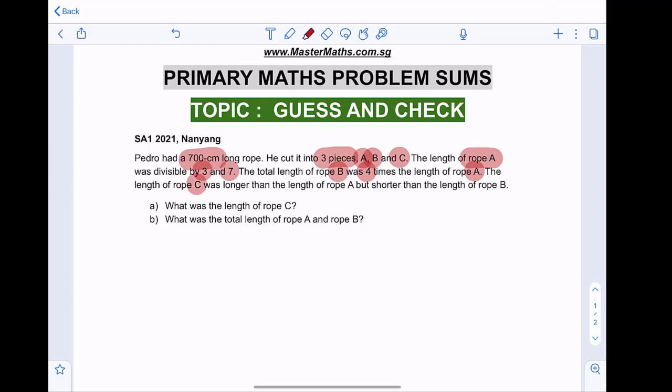The length of rope C was longer than the length of rope A, but shorter than the length of rope B. What was the length of rope C? First question. The second question, what is the total length of A and B?